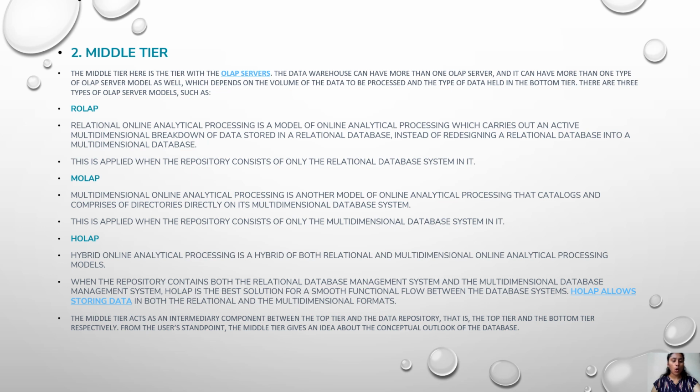ROLAP stands for Relational Online Analytical Processing. It is a model of online analytical processing which carries out active multidimensional breakdowns on the data stored in a relational database instead of redefining a relational database into a multidimensional database. This is applied when the repository consists of only the relational database system. MOLAP stands for Multidimensional Online Analytical Processing, another model that catalogs and comprises directories directly on it. A multidimensional database system is applied when the repository consists of only the multidimensional system.